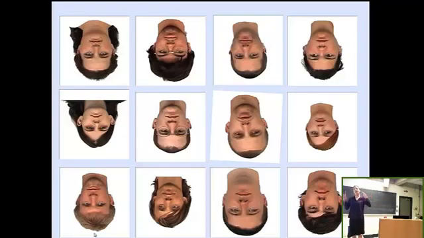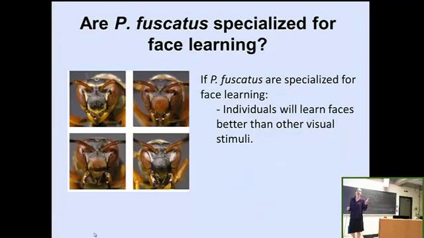So our face learning system is so specialized that modifying the face in any way makes it much more difficult for us to learn. So upside down faces, humans have an incredibly difficult time learning, and that's because our fusiform face area doesn't recognize them as faces. So that just shows you how incredibly specialized we are. So Polistes fuscatus are the only non-vertebrate with individual face recognition. So we thought it would be interesting to test whether they're also specialized for face learning.